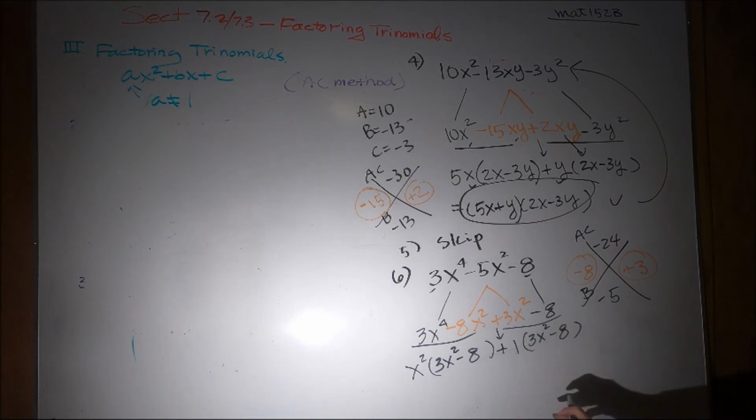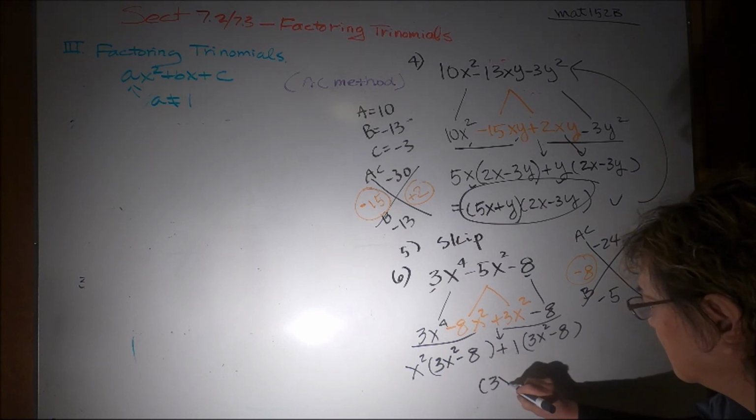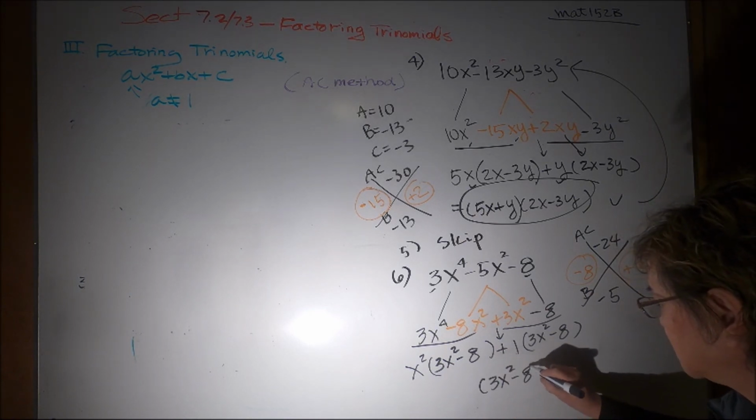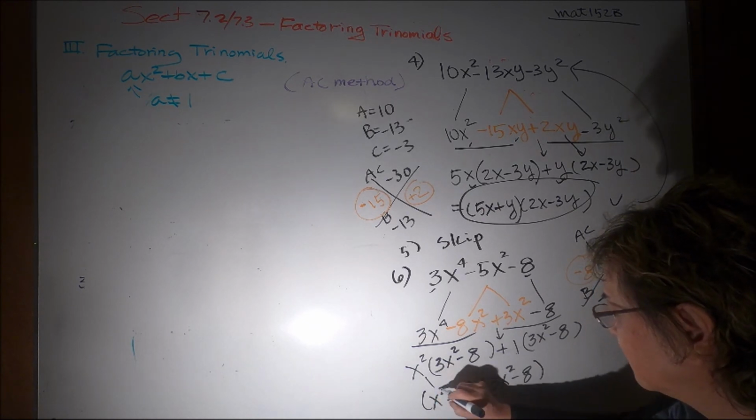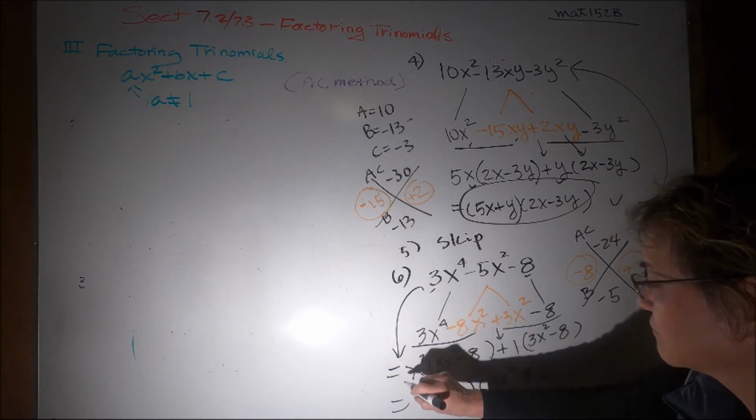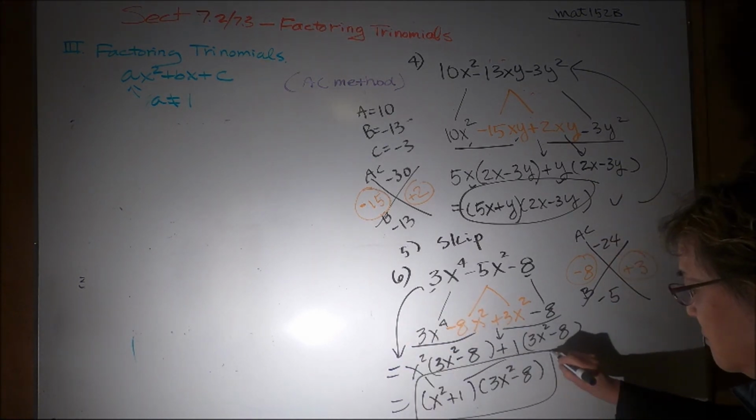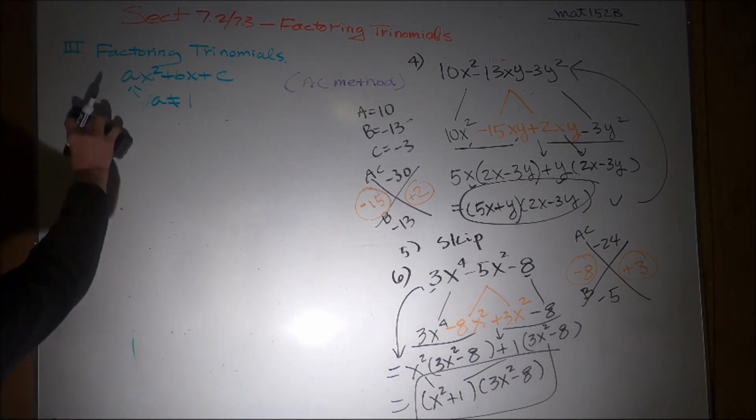Then for this group, what do you have? You will have these two groups, they have this in common, then x plus 1 left from here, right? So that will be your final answer, right? Okay, so that would be 6.